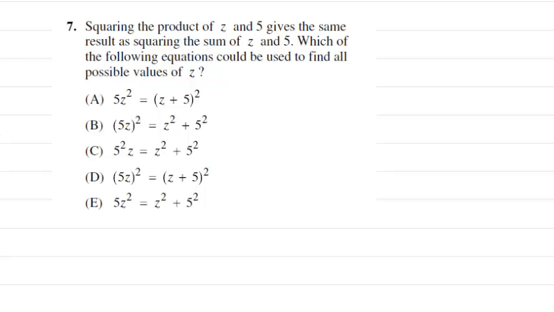Here's a problem from College Board's 2004 practice test. Squaring the product of z and 5 gives the same result as squaring the sum of z and 5. So I have the product of z and 5, and I'm going to square that. And that gives us the same result as squaring the sum of z and 5. So I'm going to square the sum of z and 5. Which of the following equations can be used? What we just constructed here looks exactly like choice D.